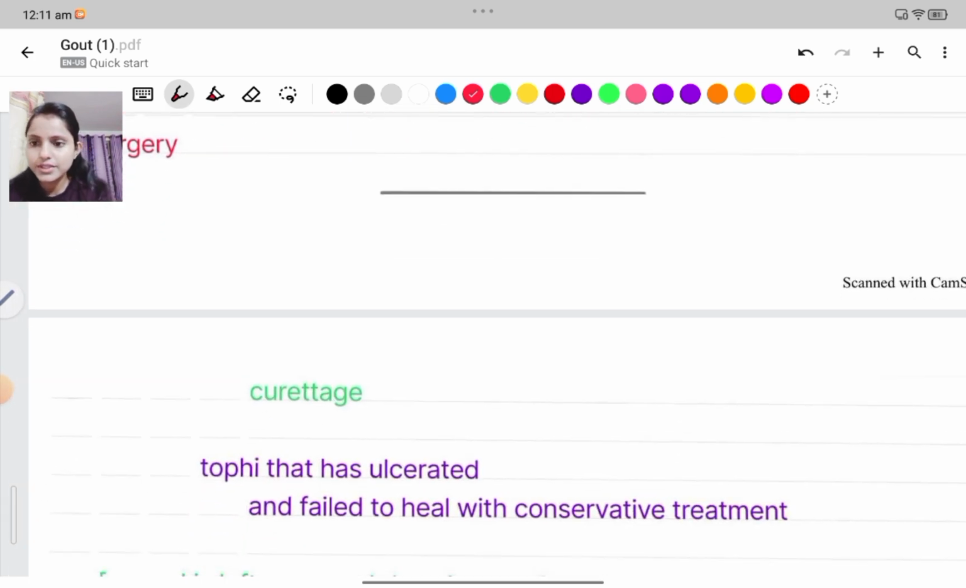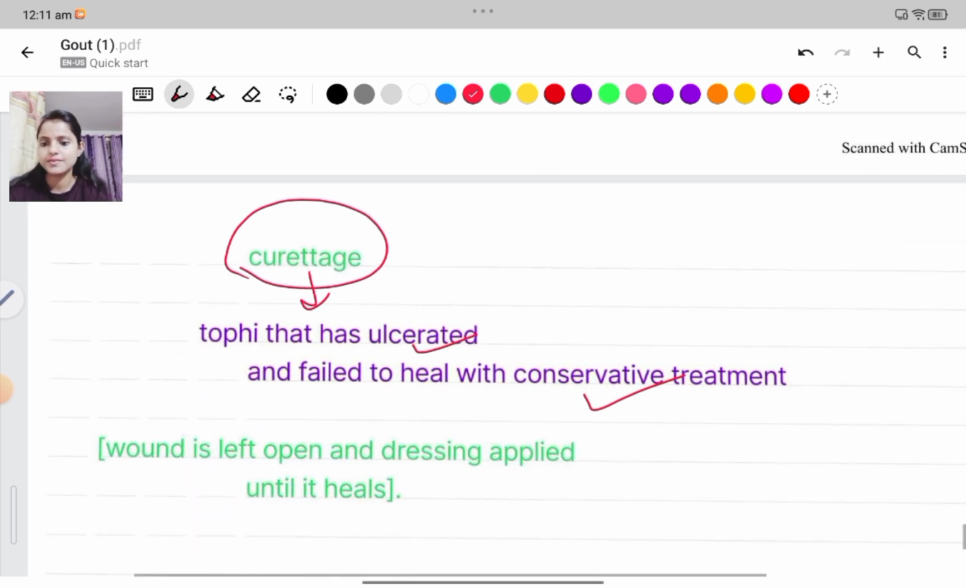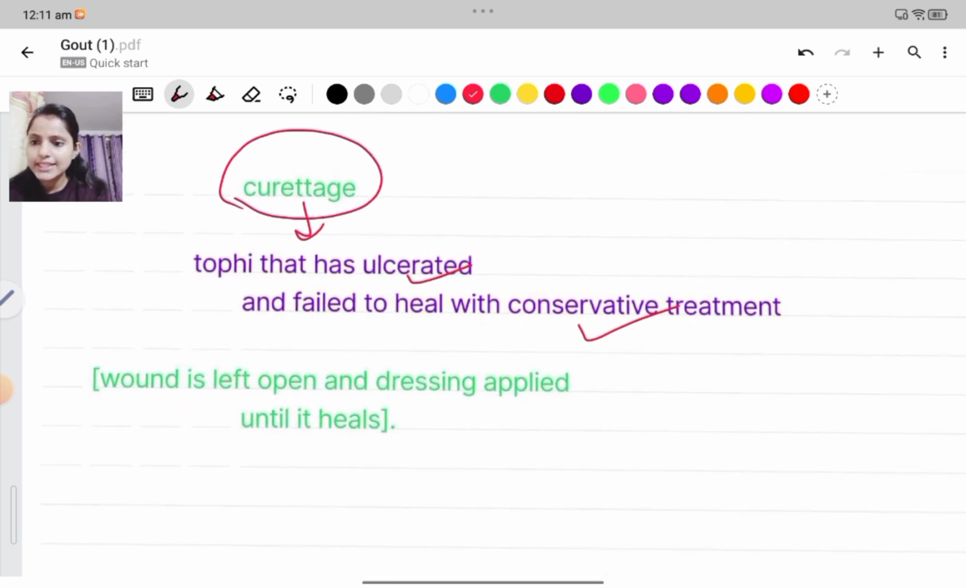We can also do surgery like curettage if the tophi has ulcerated and has failed to heal with conservative treatment. And after curettage, the wound is left open and a dressing is applied until it heals.